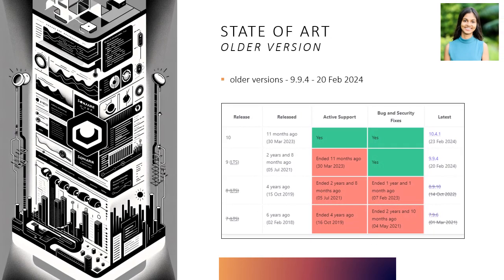Prior to the latest release, SonarCube version 9.9.4 was released on February 20, 2024. While this version may have lacked some of the features and improvements introduced in the latest release, it still provided valuable code quality management capabilities to users.